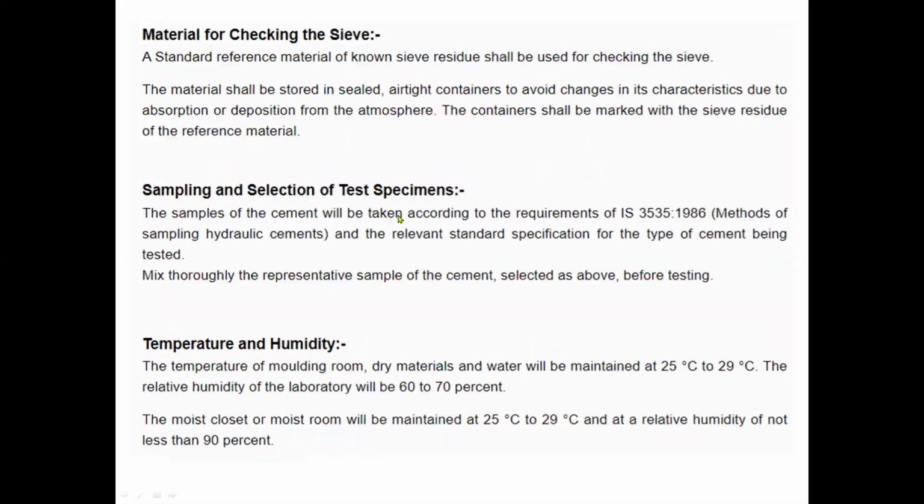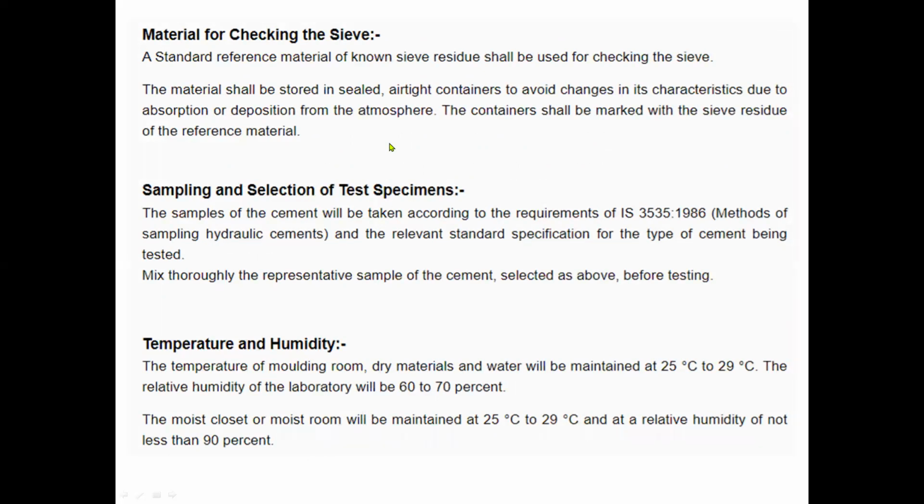The material for checking the sieve. A standard reference material of known sieve residue shall be used for checking the sieve. The material shall be stored in sealed, airtight containers to avoid changes in its characteristics due to absorption or deposition from the atmosphere. The container shall be marked with the sieve residue of the reference material.